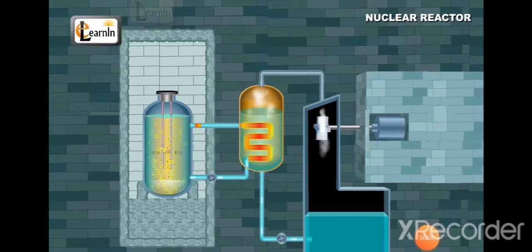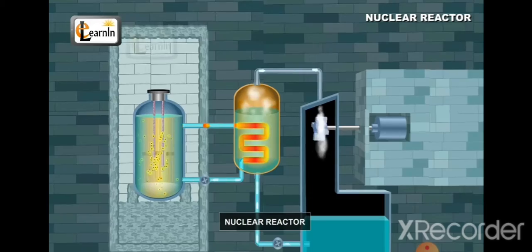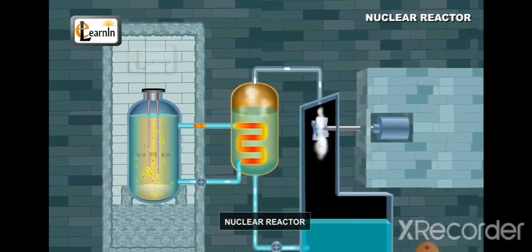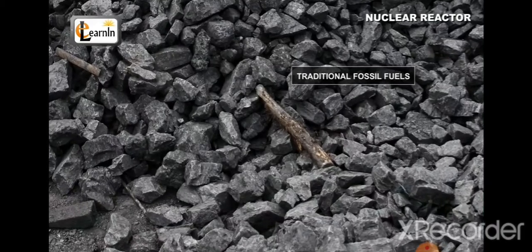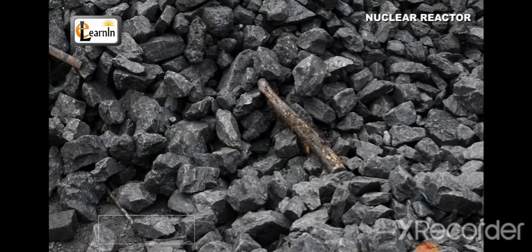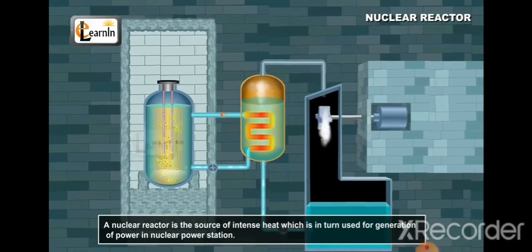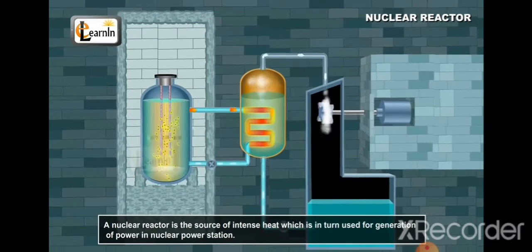We're going to learn about the nuclear reactor. Nuclear reactors are the modern-day devices extensively used for power generation, as the traditional fossil fuels, like coal, are at the brink of extinction. A nuclear reactor is the source of intense heat, which is in turn used for generation of power in nuclear power stations.